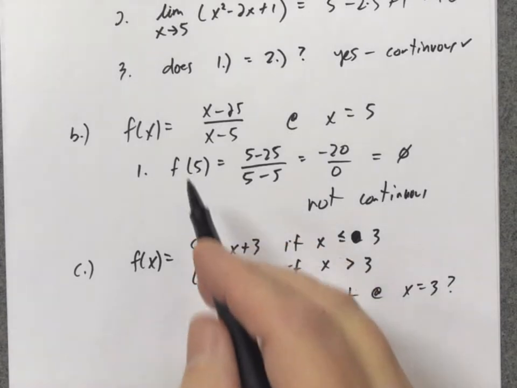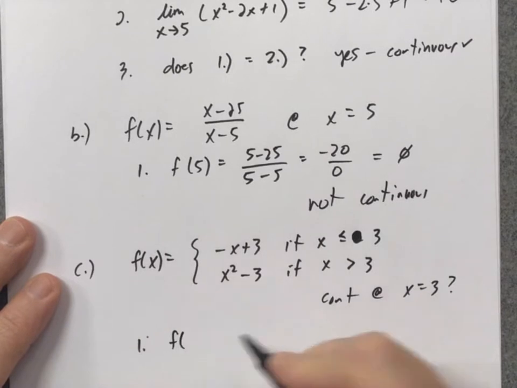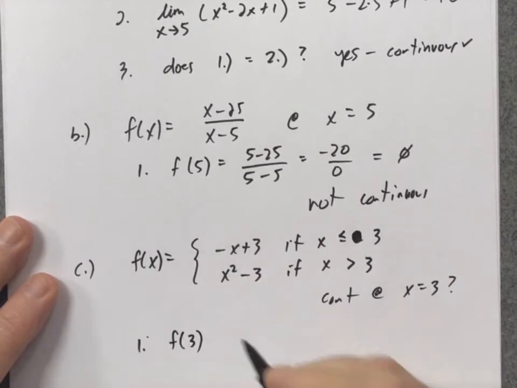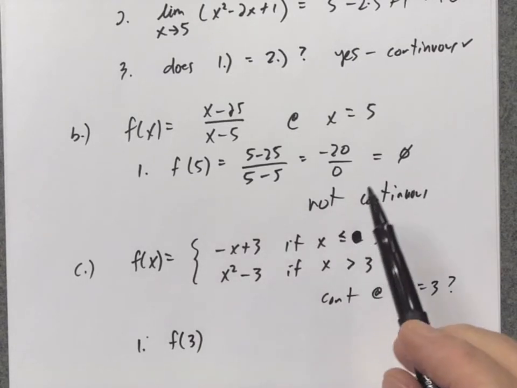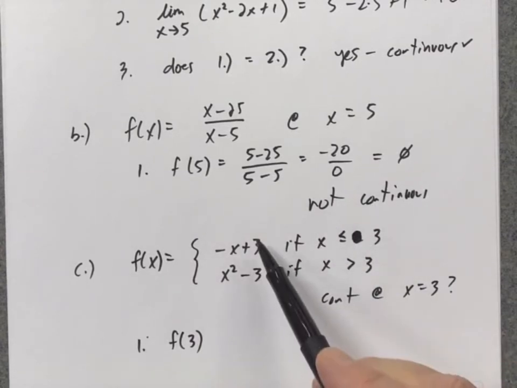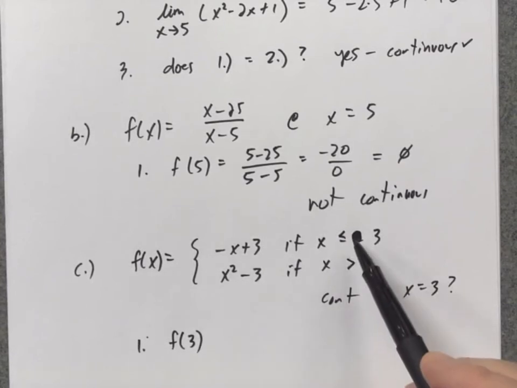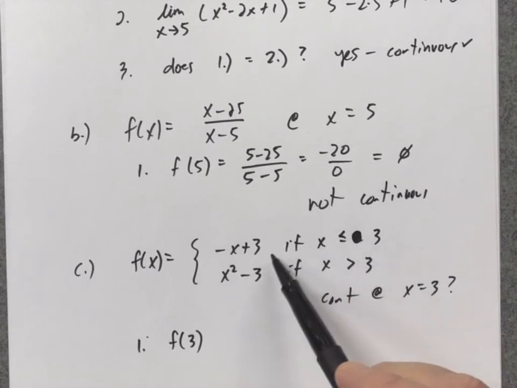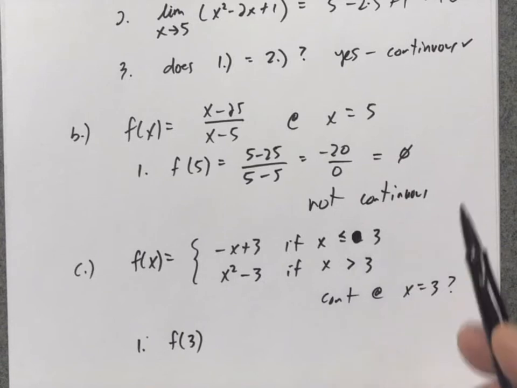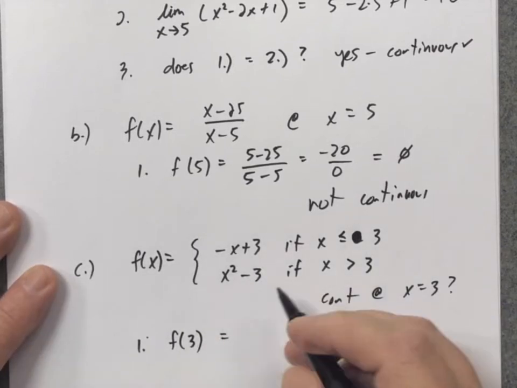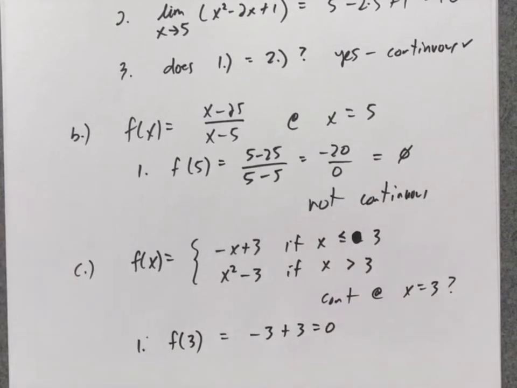Well, I'm going to follow the same 3 steps. First step is I need to determine the function when x equals 3. But since it's a piecewise function, I have to figure out which function I need to use. So I need to figure out which function applies when x is 3. In this case, it's going to be the top one because this is the function you use if x is less than or equal to 3. So therefore, I'm going to plug in 3 for x. So I get negative 3 plus 3 equals 0.